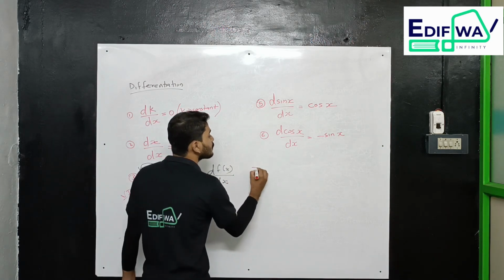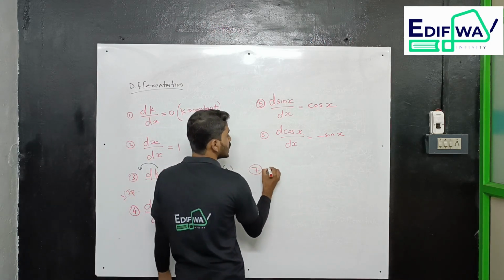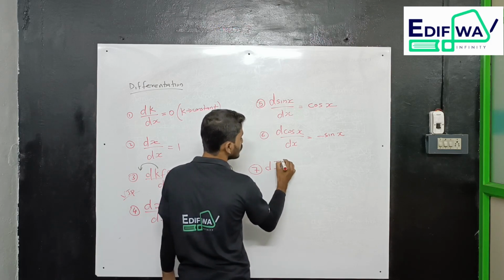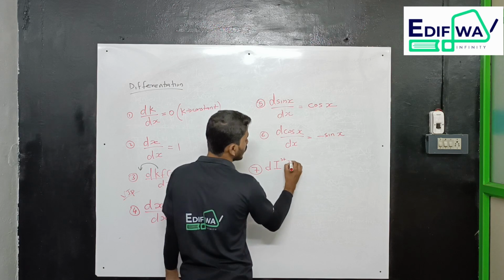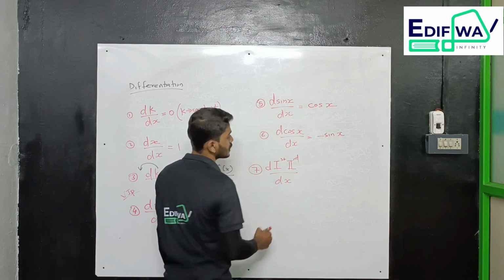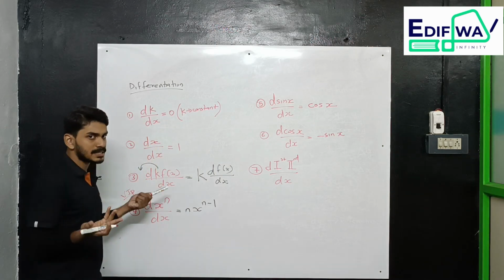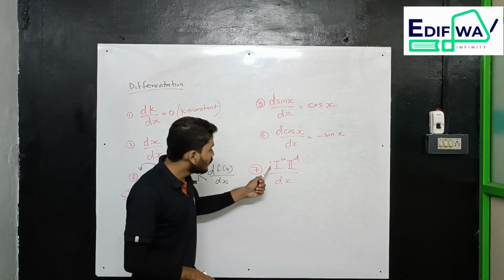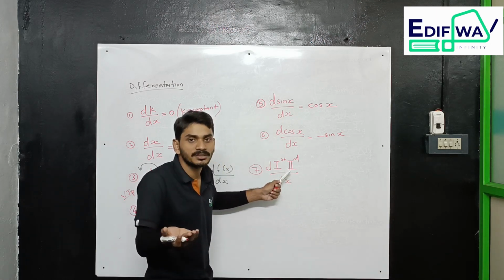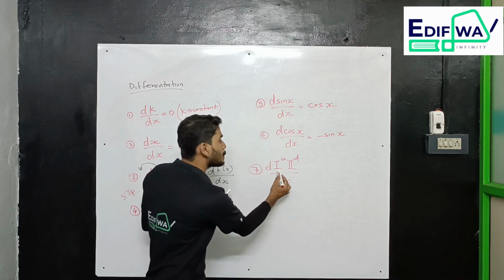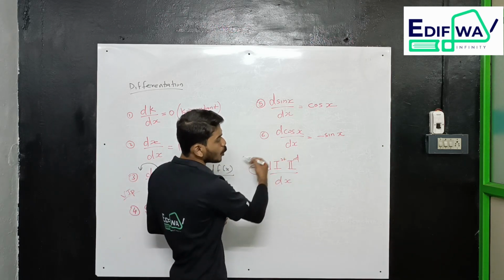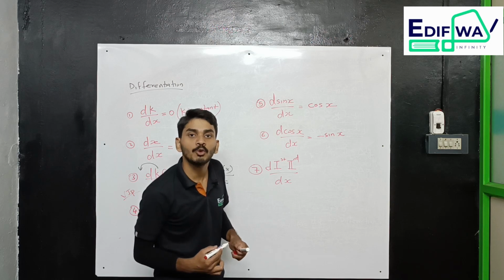The last and final formula for you is the derivative of first into second. We didn't understand? Why? First is a function. Second is another function. So it is the product of two functions. Hence this rule is called the product rule of differentiation.